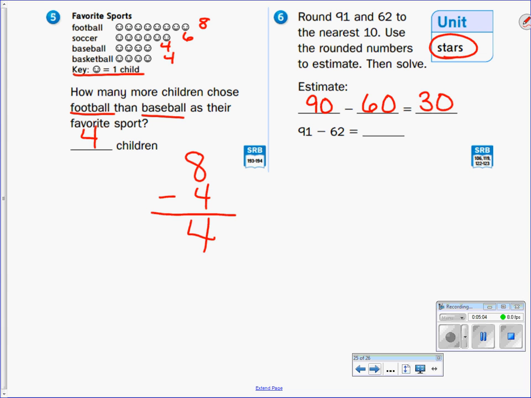So let's subtract it just to see how close we are. So here we have 11 minus 2, which would give us 9. We had to take one from there, so that's 8. So 8 minus 6 is 2. So our actual answer is 29. So our estimate was pretty good. We had an estimate of 30. Okay, that finishes up Math Boxes 2.9.